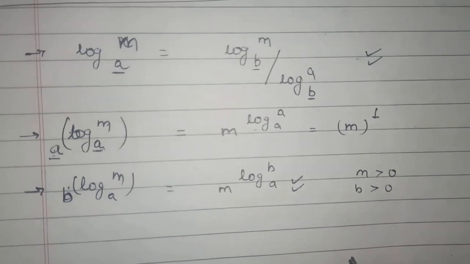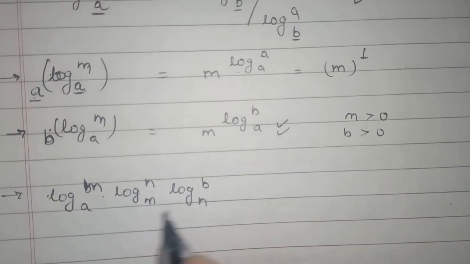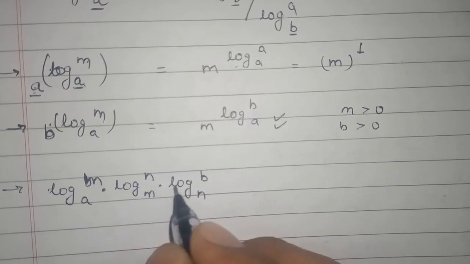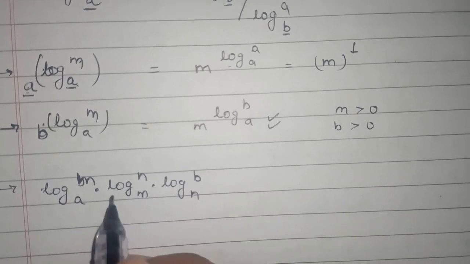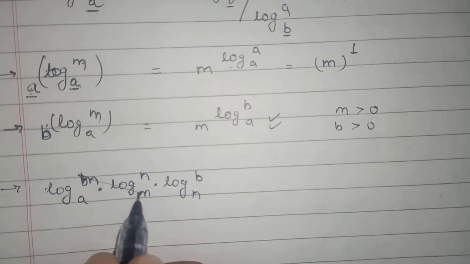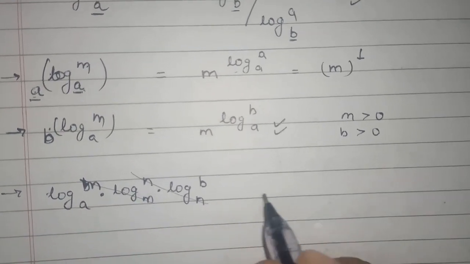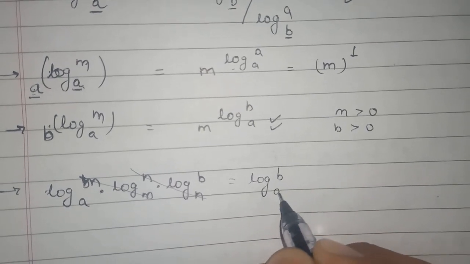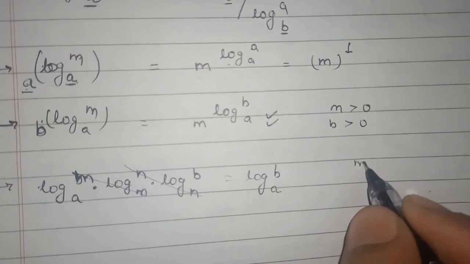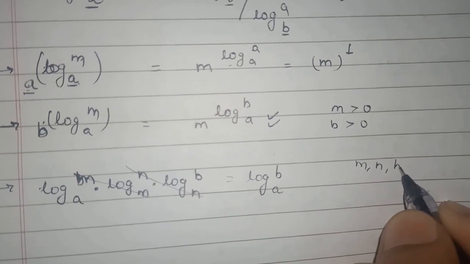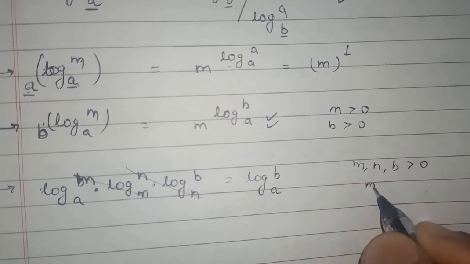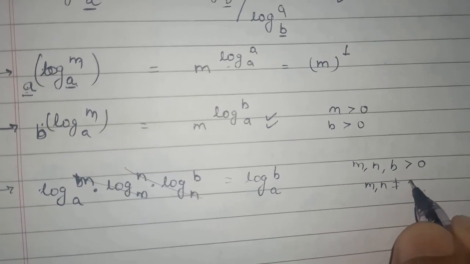Next is log m to the base a into log n to the base m into log b to the base n. This can be cancelled out like this, and the final result is log b to the base a. Here m, n and b are greater than 0, and also m and n are not equal to 1.